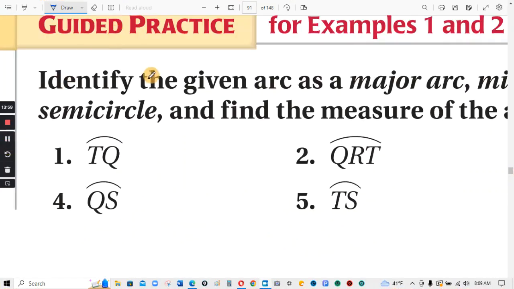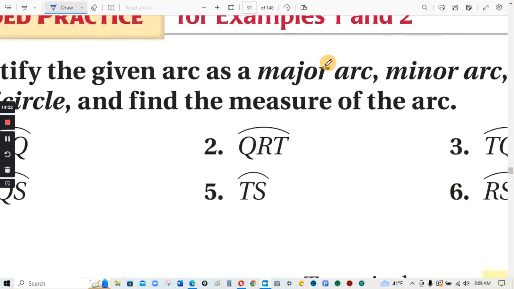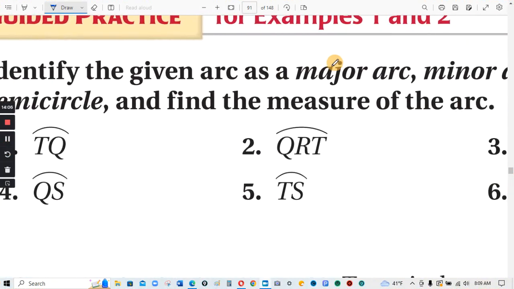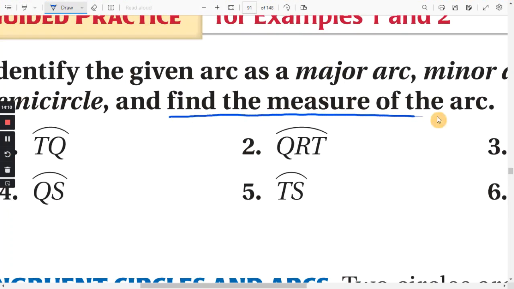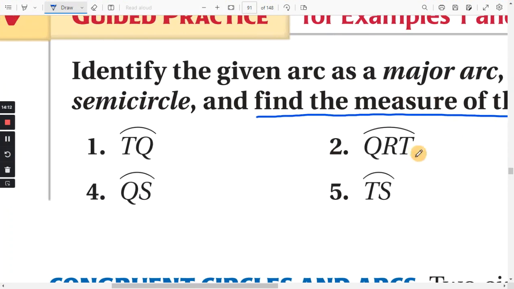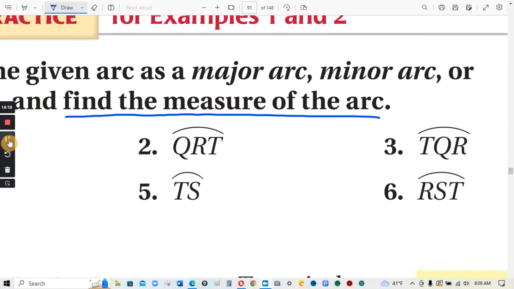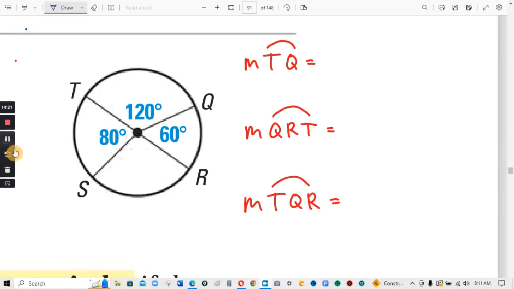Guided practice. Identify the given arc as major, minor, or semicircle and find the measure of the arc. Let's just focus on finding the measure of the arc for now. And all of these letters, I am going to write by the diagram. Let's do three at a time. So try these three: TQ, QRT, and TQR.